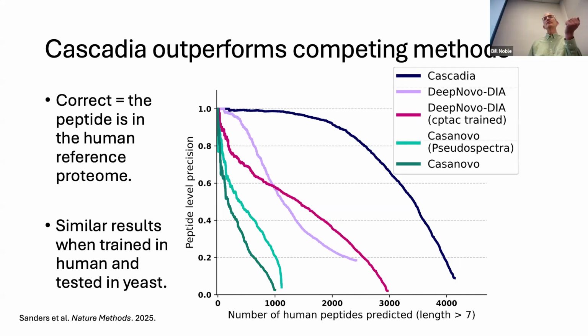And in those cases, you'll never even make a pseudospectrum, and DeepNovo DIA has no chance to ever detect that peptide. And so that's why you can see that the Cascadia curve is way higher: there are a bunch of things that just got lost in the pre-processing, and by just using this generic augmented spectrum approach, Cascadia was able to do much better.